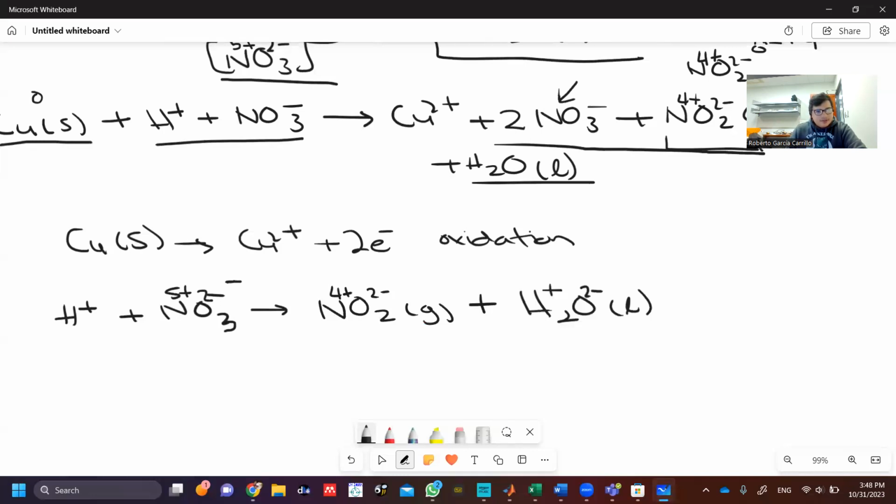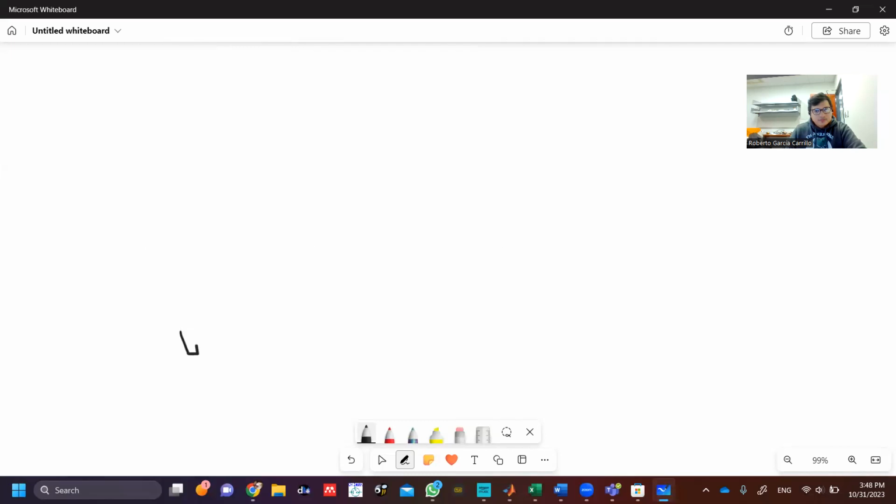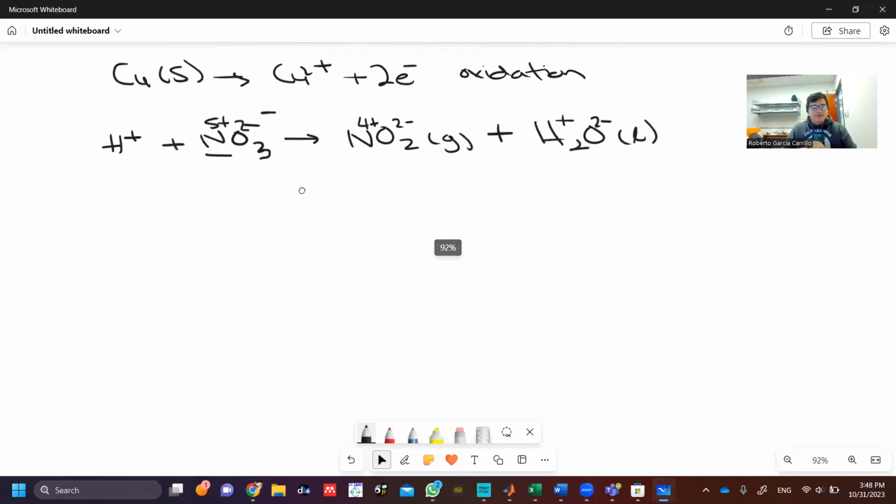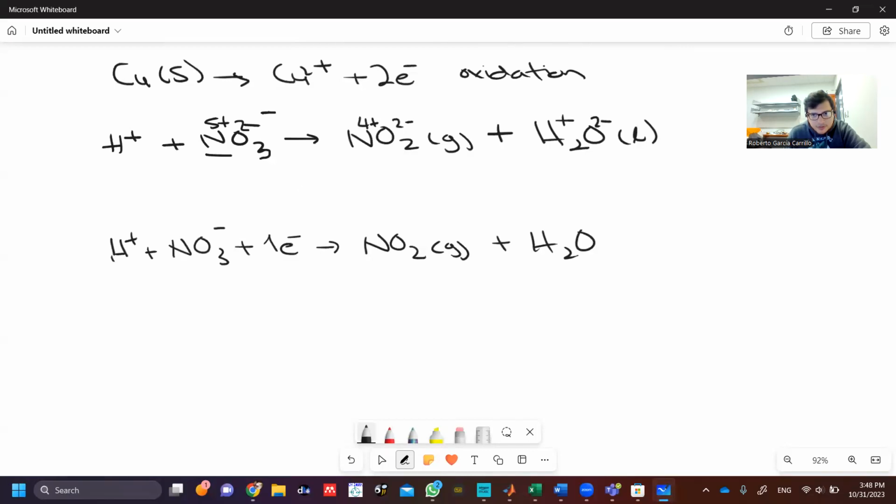This means that the nitrogen is actually gaining electrons. So we should include those electrons in the half reaction as an electron goes to nitrogen dioxide plus H2O.